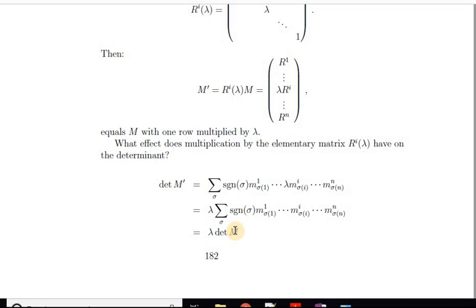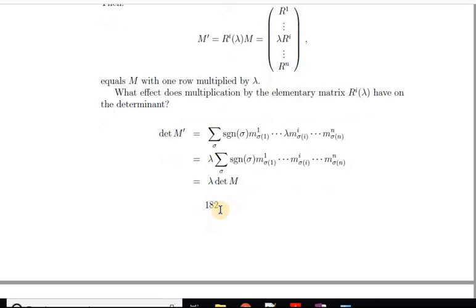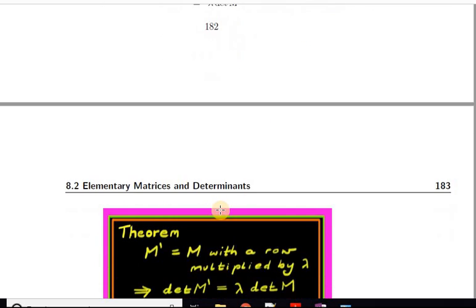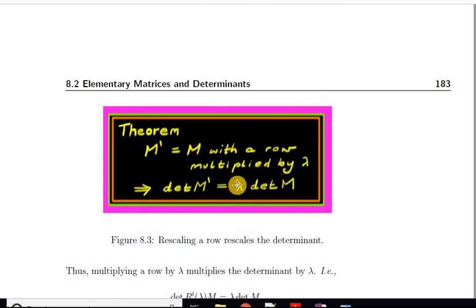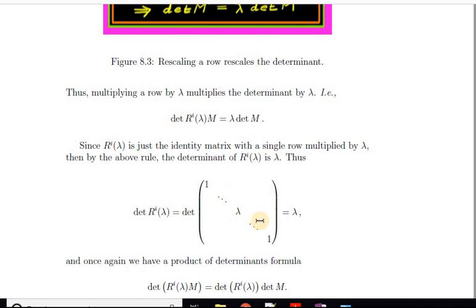Multiplying one row of a matrix by a constant will multiply the determinant by that same constant. Now be careful, if you multiply the entire matrix by a constant, the rule is different. But if I multiply one row of a matrix by a constant, then the determinant is also multiplied by the same constant. And that lambda, what is that lambda? Well, that lambda was the same as the determinant of this elementary matrix. Okay? This elementary matrix is denoted by Ri of lambda.